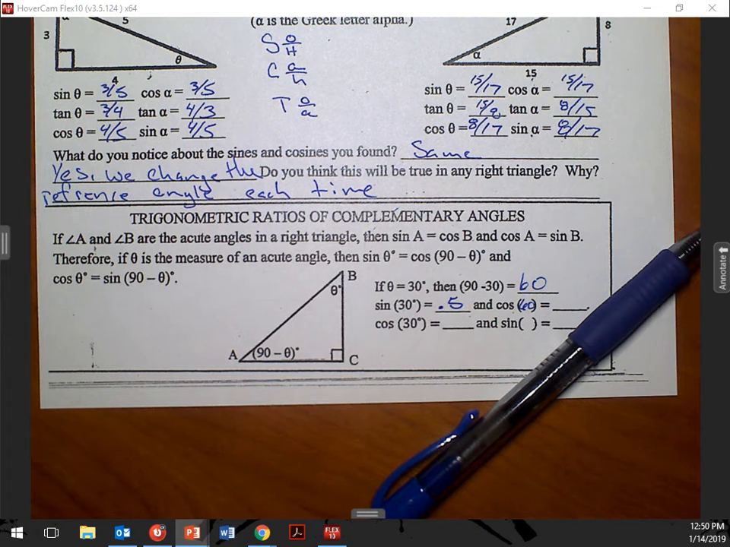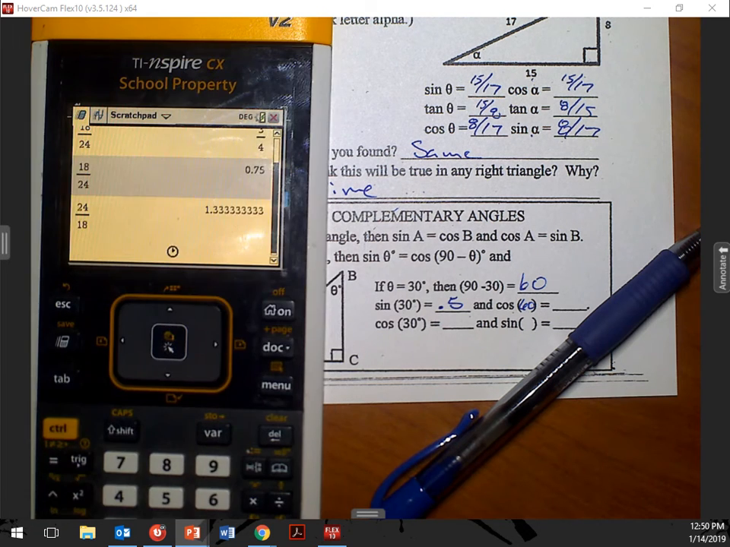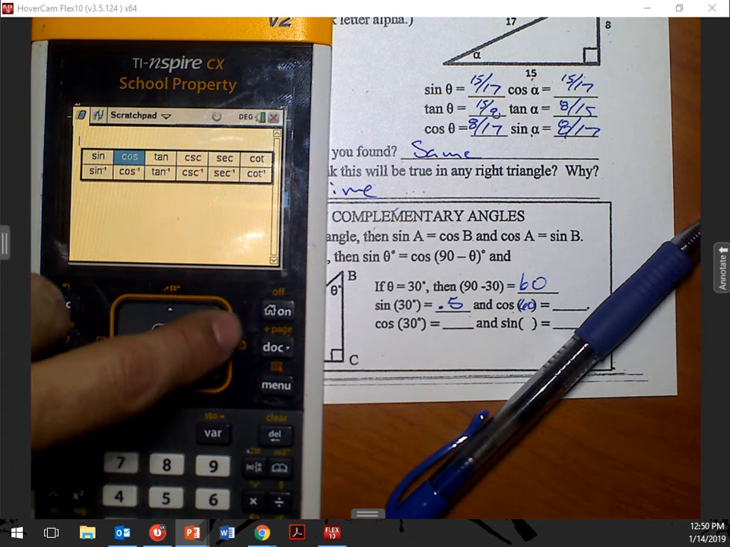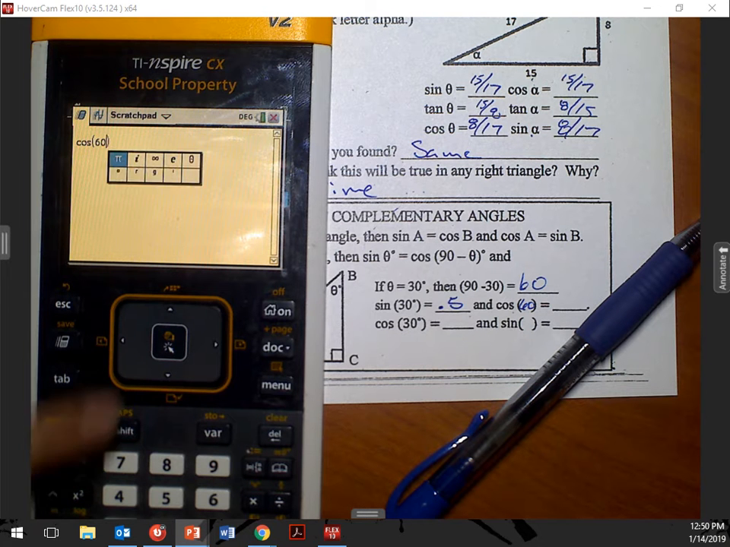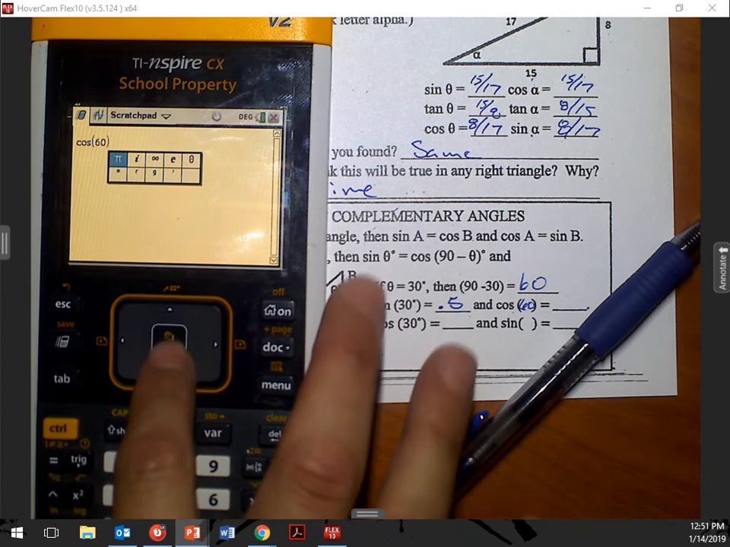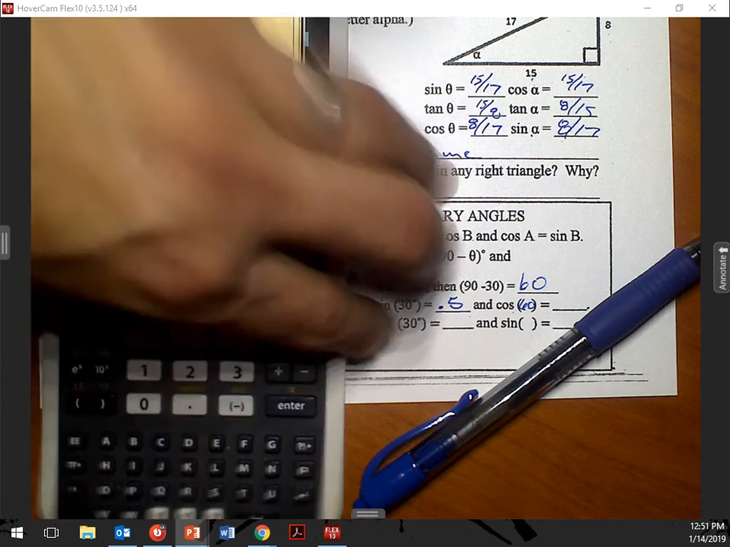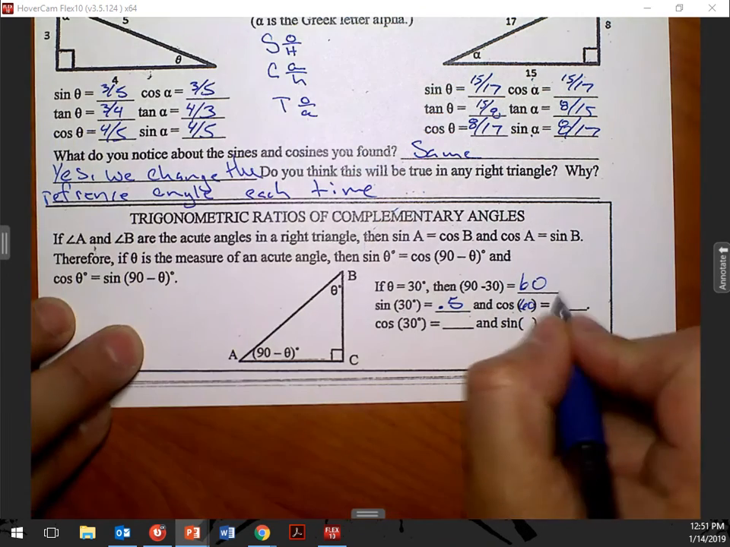Pick up the calculator. Push the button that says trig. Cosine 60 degrees. How do you do the degree? Just push the pi button and it's there, and it comes up with 0.5. Hey, look, they're the same.